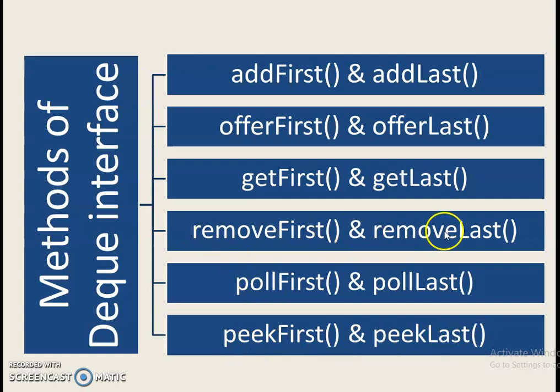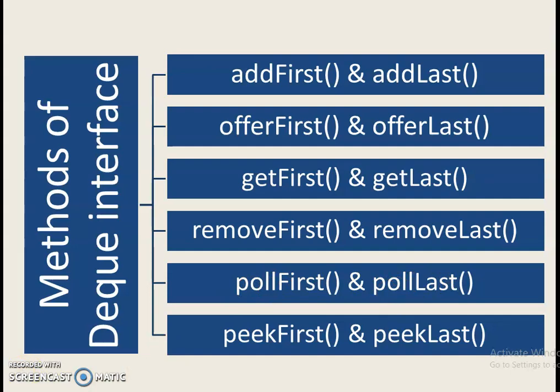Next we have removeFirst and removeLast. removeFirst is used to remove the first element. removeLast is used to remove the last element. And pollFirst and pollLast, both methods are similar to remove only. pollFirst removes the first element, pollLast removes the last element. The difference is removeFirst and removeLast throw an exception when the operation is not successful. But in case of pollFirst and pollLast, these two methods return null, right?